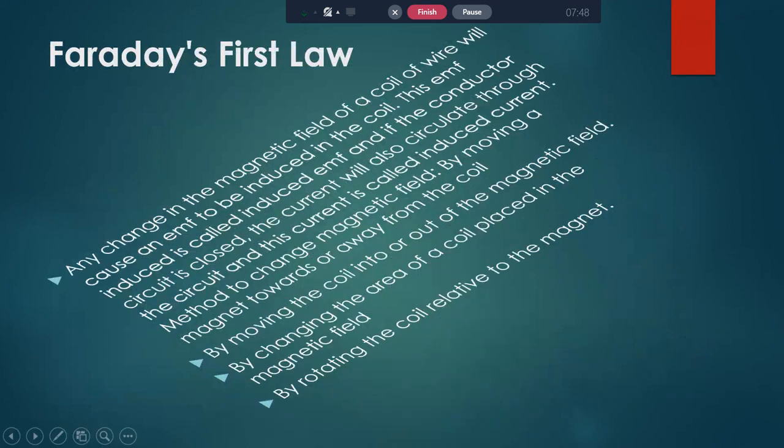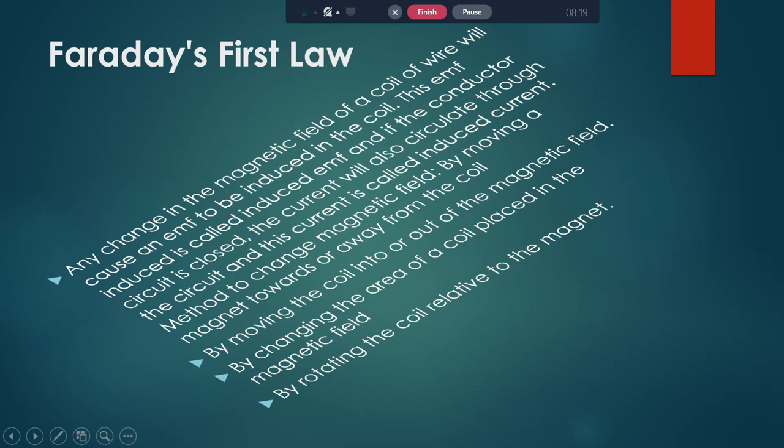Now, let's come to the two laws which Faraday concluded about. He said that any change in the magnetic field of a coil of wire will cause an EMF to be induced in the coil. This EMF induced is called induced EMF, and if the conductor circuit is closed, the current will also circulate through the circuit, and this current is called induced current.